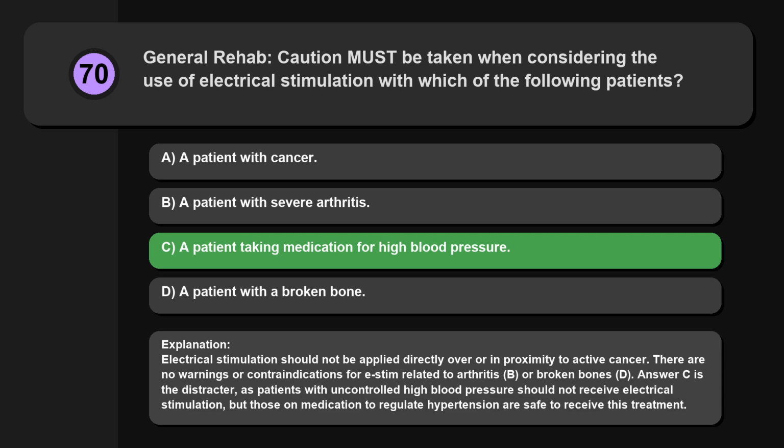Electrical stimulation should not be applied directly over or in proximity to active cancer. There are no warnings or contraindications for e-stim related to arthritis, B, or broken bones, D. Answer C is the distractor, as patients with uncontrolled high blood pressure should not receive electrical stimulation, but those on medication to regulate hypertension are safe to receive this treatment.